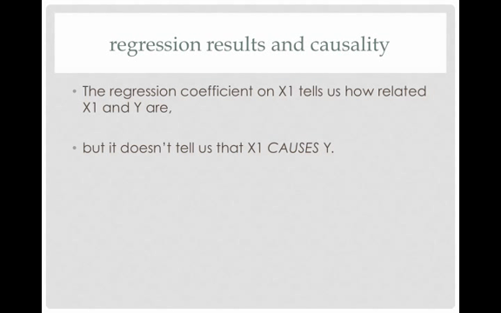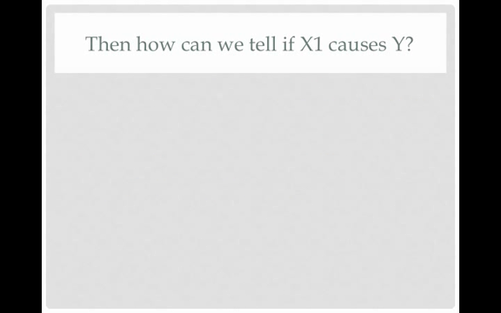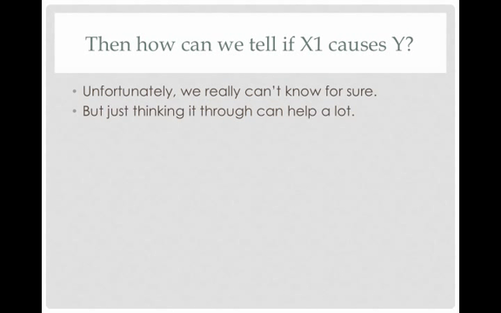But it doesn't tell us that x1 causes y. So regression does not establish causality. It establishes association. How can we really tell if x1 is causing y? We really can't know for sure. But just thinking it through can help a lot.